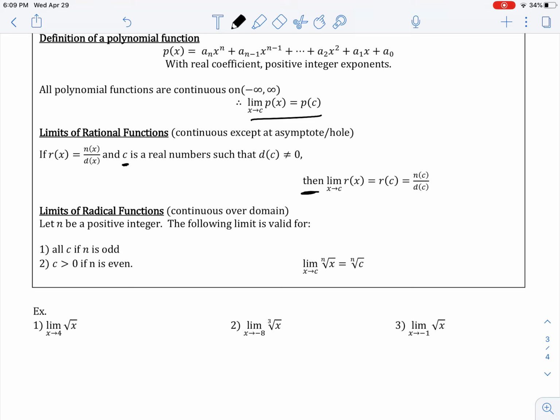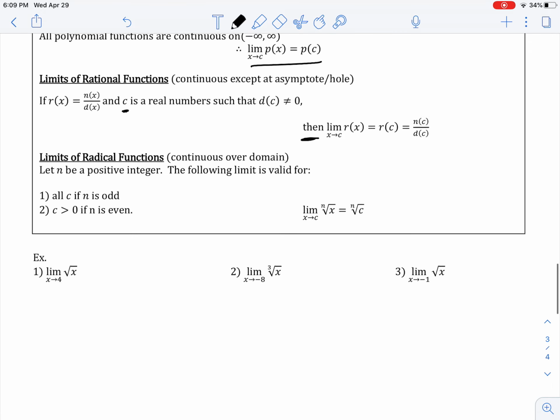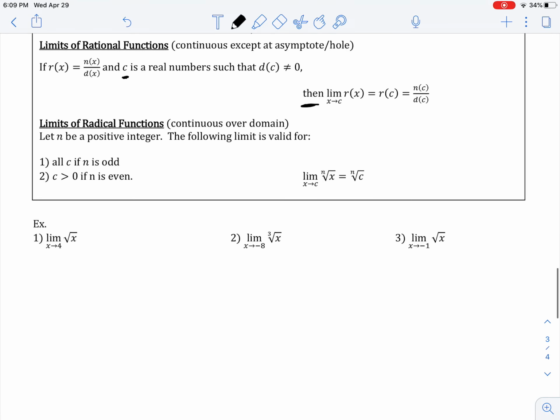However, if your index here is an even number, right? So you're taking an even root of a function, then we just have to ensure that our c value is going to be positive. And I know that sounds complicated, me reading that out like that. So let's try a couple of examples to really hammer this home. Again, keep in your mind what type of index we have.